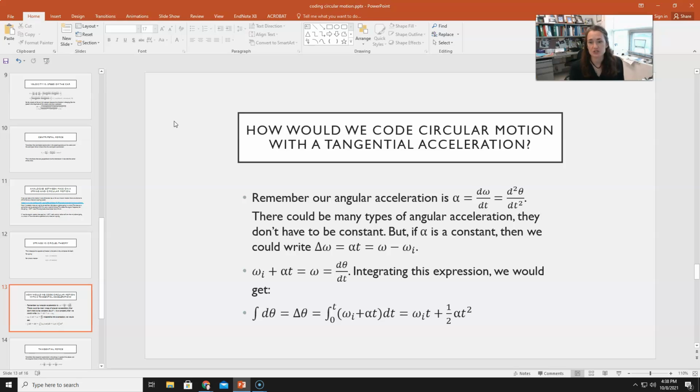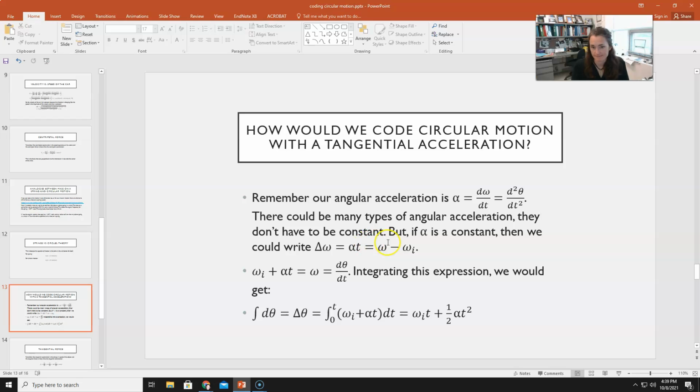So if you wanted to do that, you just take the definition of alpha. Alpha is equal to d omega dt. You multiply through by dt, so you get alpha dt is equal to d omega, and then you integrate both sides of that equation. If you do that, if you integrate d omega, you get delta omega, and if you integrate alpha dt from 0 to t, you get alpha t. And so you end up with the equation that delta omega, which is now omega minus omega initial, that's equal to alpha times t.